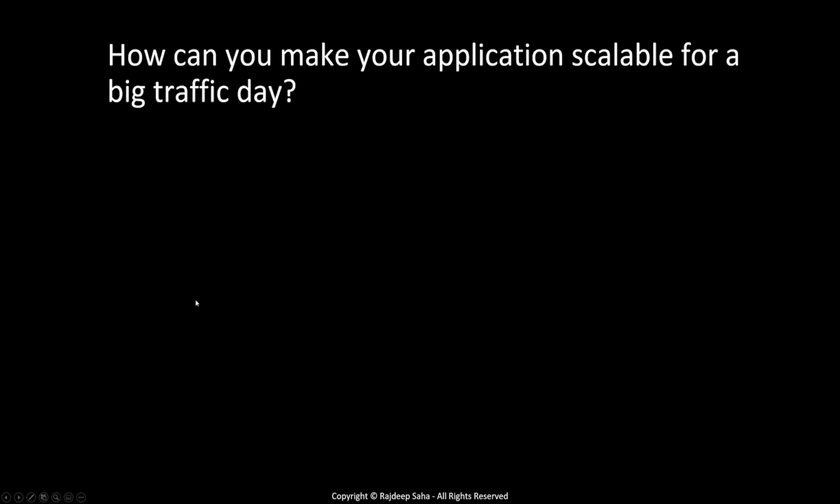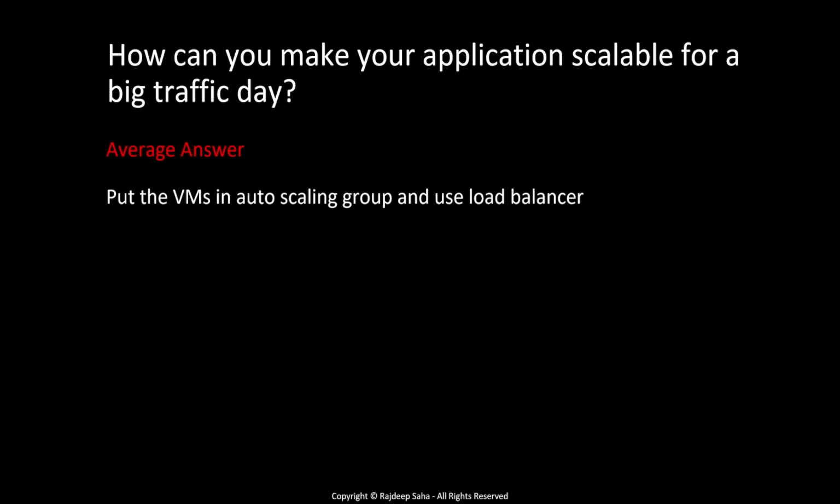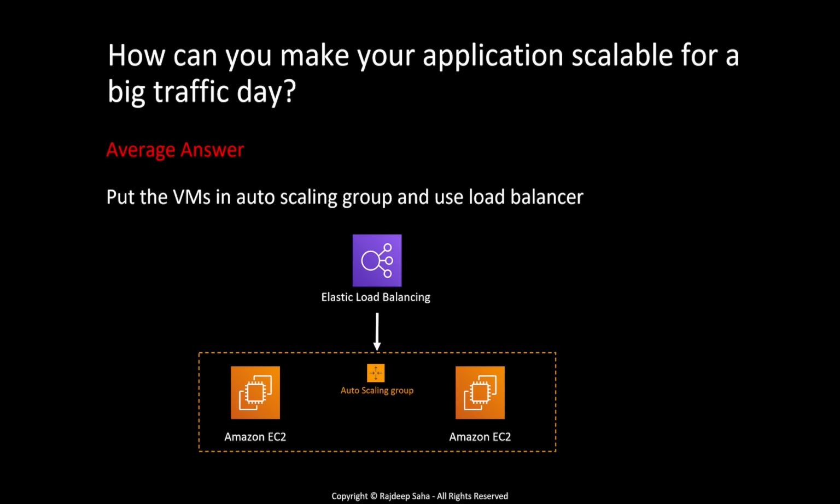Alright, now that we understand horizontal and vertical scaling, let's go through a very common interview question. How can you make your application scalable for a big traffic day? An average answer would look like: put the virtual machines or EC2s in an auto-scaling group and use a load balancer. Nothing is wrong with this answer. Probably 3 years back, this would have been a great answer. But now cloud is mature, so any project you go and start working with, they already know about this. So when they come to you as a solutions architect, they expect something extra.